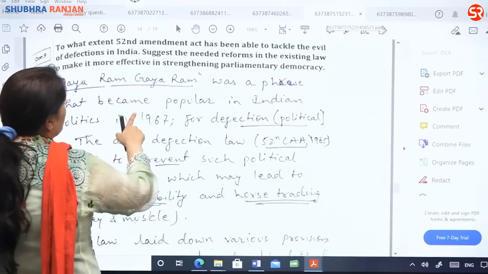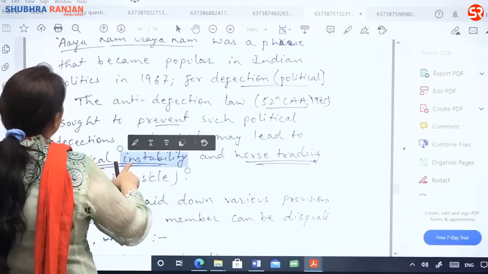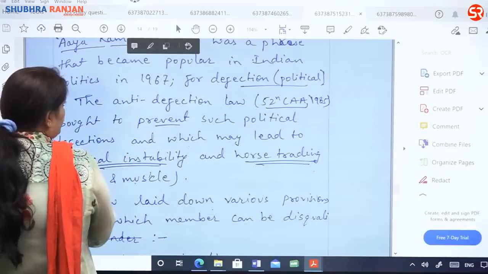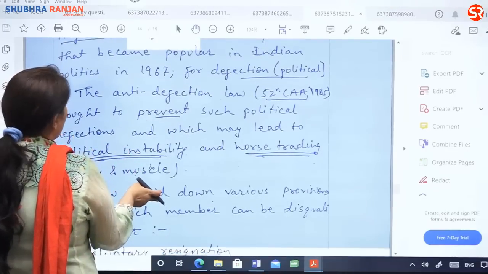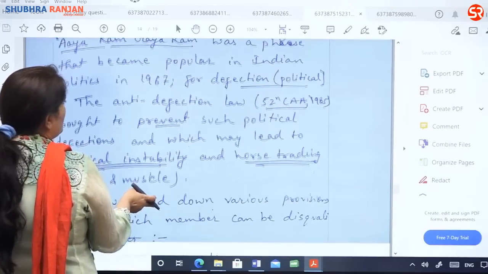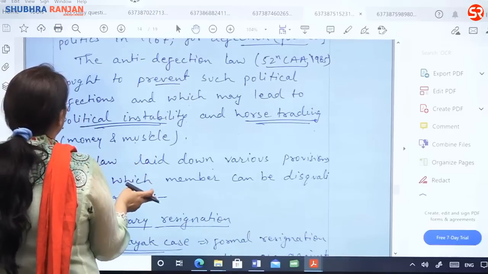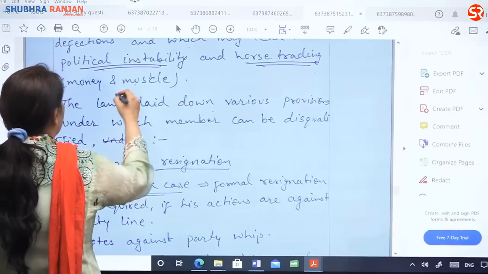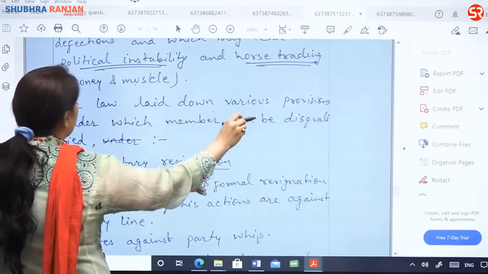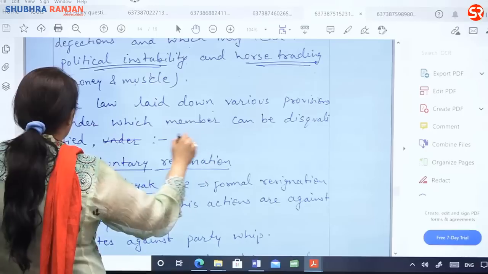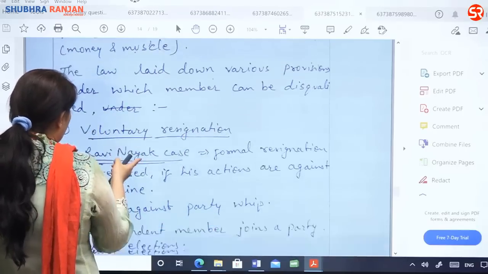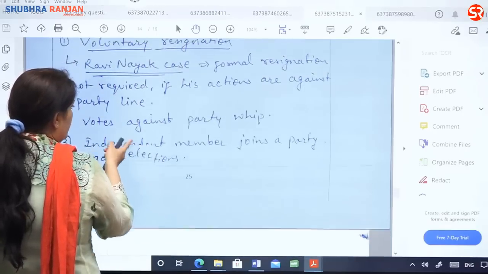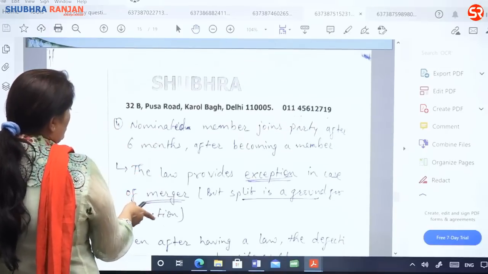Aya Ram Gaya Ram was a phrase that became popular in Indian politics in 67 for defection. The anti-defection law sought to prevent such political defection which may lead to political instability and horse trading. Fine. The law laid down various provisions under which members can be disqualified: voluntary resignation, votes against party whip, and independent member. Fine. Nominated members.